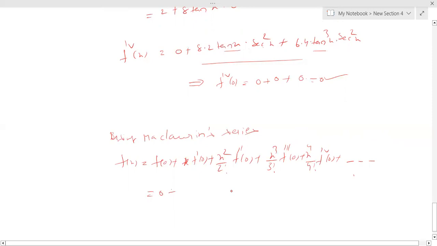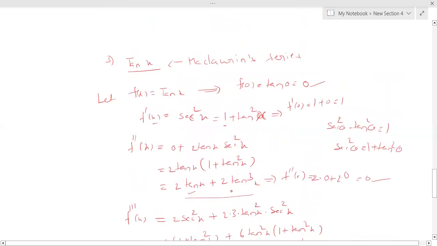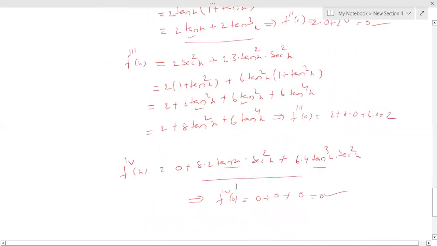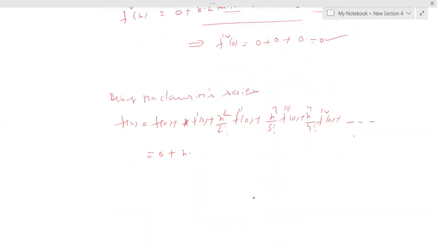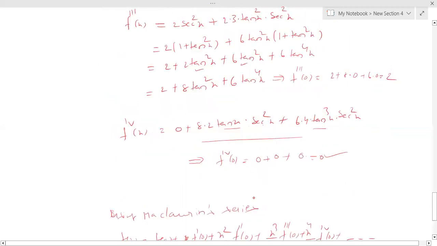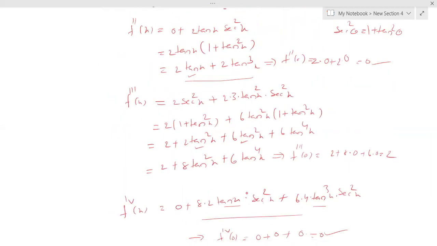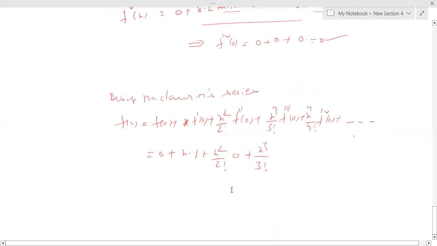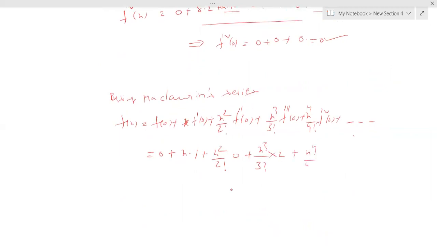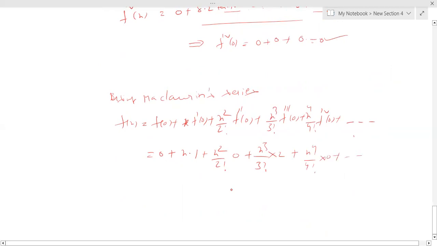f of 0 value is 0. x into f dash 0, and f dash 0 value is 1 plus 0 equal to 1. So f dash 0 value is 1. x square by 2 factorial into the even derivative, 0. x cube by 3 factorial into the f triple dash derivative value, which is plus 2. Substitute this value. Plus 2. x power 4 by 4 factorial, derivative value is 0, and so on.